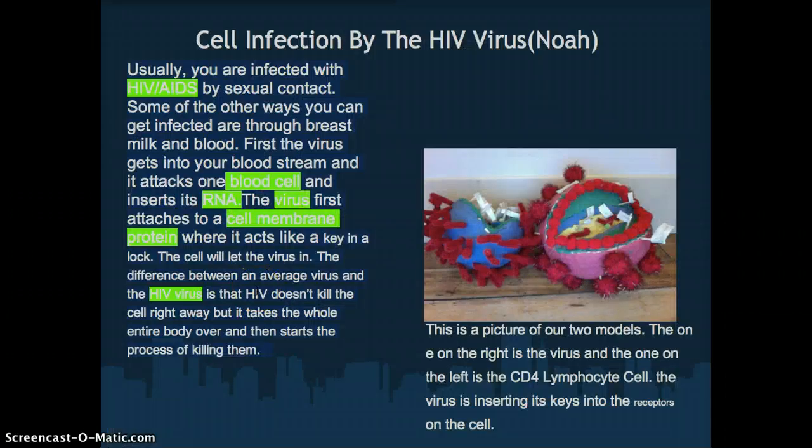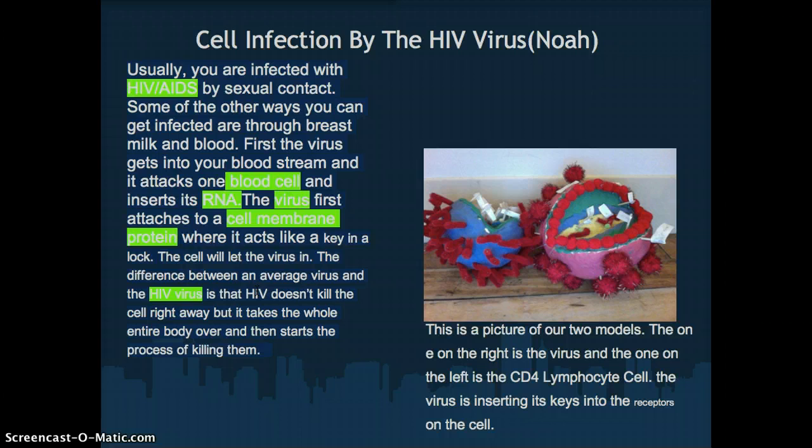Usually you are infected with HIV or AIDS by sexual contact. Some of the other ways you can get infected are through breast milk and blood. First, the virus gets into your bloodstream and attacks one blood cell and inserts its RNA. The virus first attaches to the cell membrane protein, where it acts like a key in a lock.